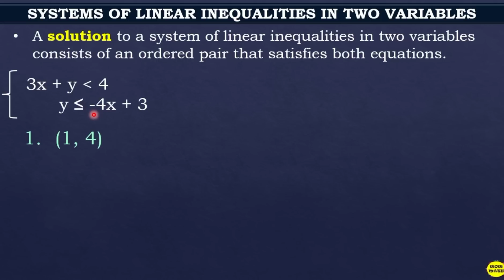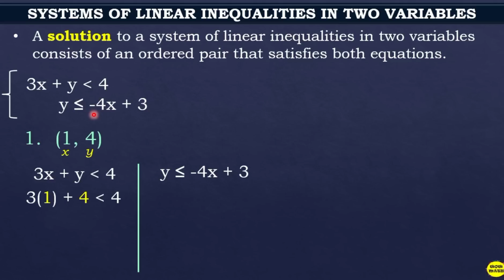So, let's check if 1, 4 is a solution to the given system. So, substitute natin si x and y. Ang x natin ay 1, ang y natin ay 4. So, lagay natin siya dito sa dalawang inequalities natin. So, kapag nag-true siya pareho, that means solution. Okay? So, substitute natin si 1, 4. So, that is 3 plus 4. So, 7 is less than 4. Is 7 less than 4? No. So, this is false.